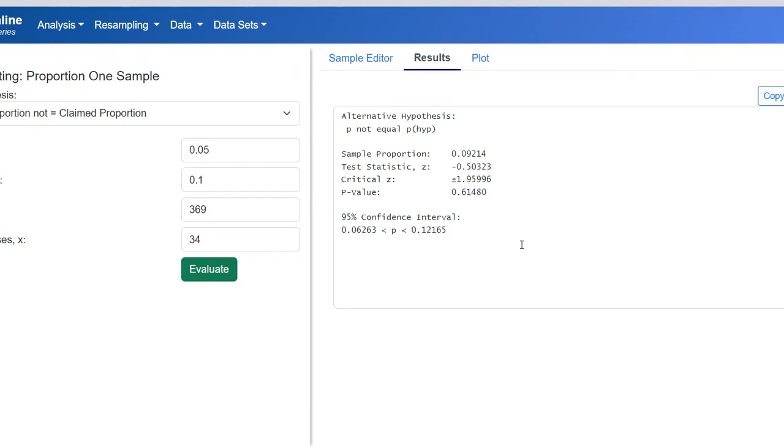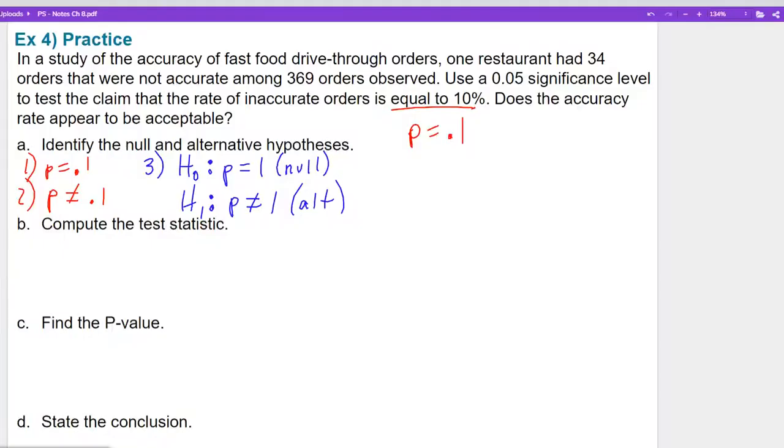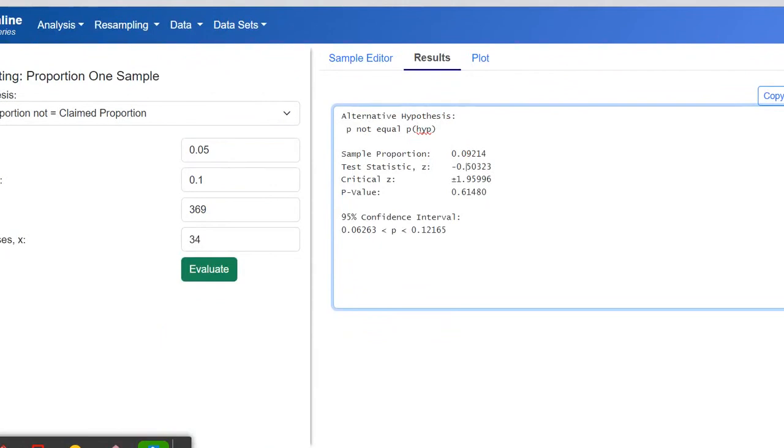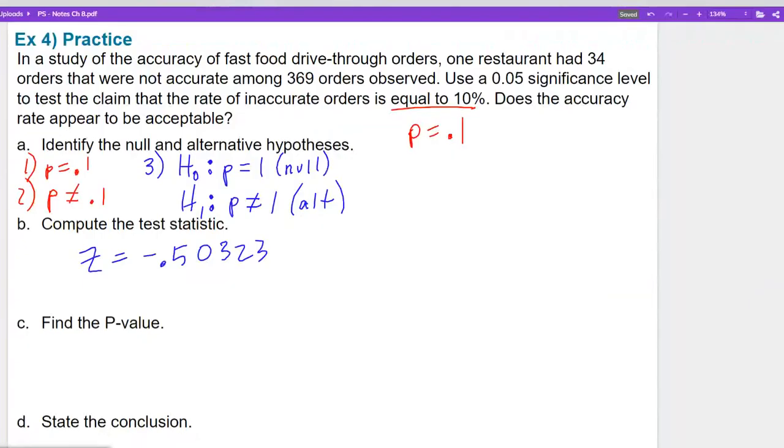You want the test statistic right here. It looks like the test statistic is negative 0.50323. Z equals negative 0.50323. Find the p-value. Well, we've already got it. The p-value is going to be this 0.6148. So that's really high, right? 0.6148. That's your p-value. If the p is low, the null must go. Notice it's pretty obvious to see that that's not less than or equal to your alpha, or 0.05.